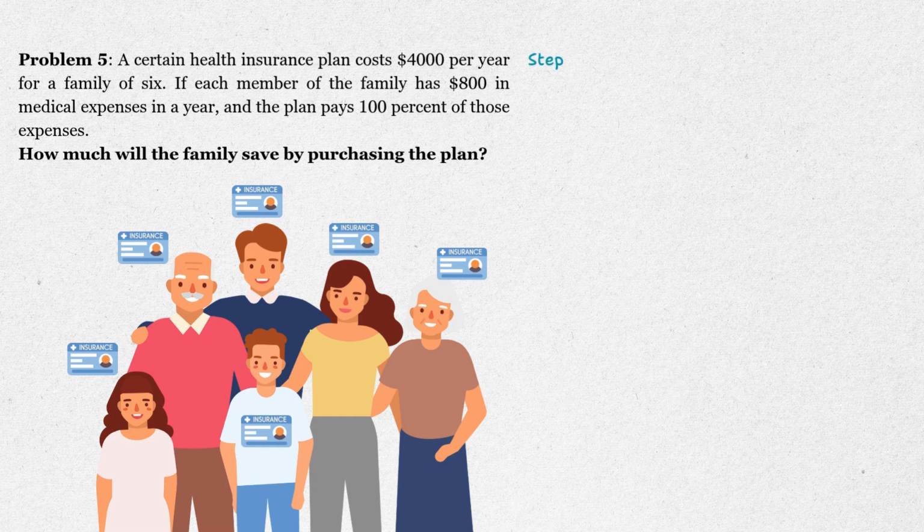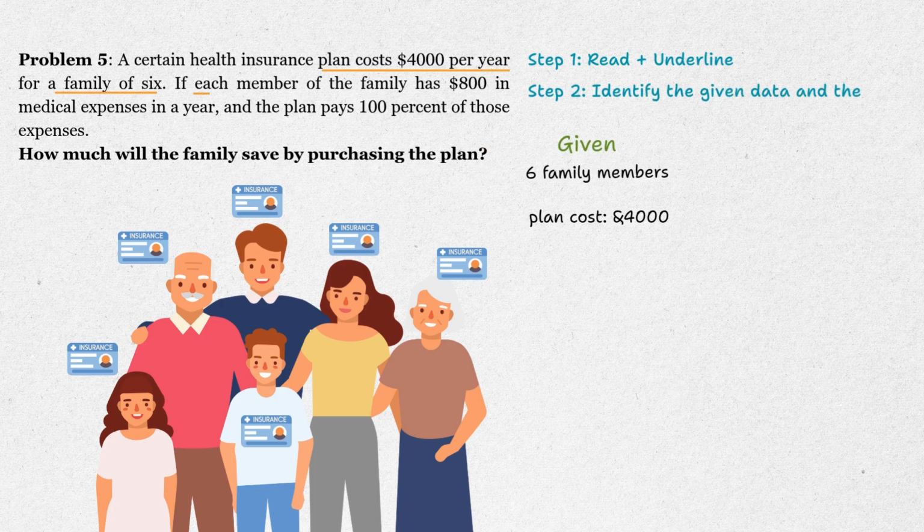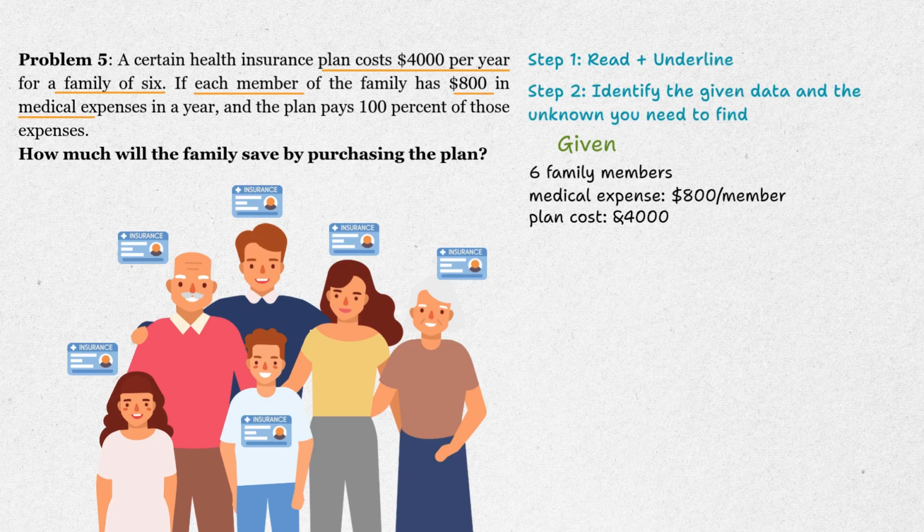Let's underline our key details. First, underline plan costs $4,000 per year. Then underline each member has $800 in medical expenses. Circle the phrase 100% of those expenses. That means the insurance covers all the medical costs. The family pays nothing extra. In the margin, write a quick note. Compare two totals. Find the difference means savings.